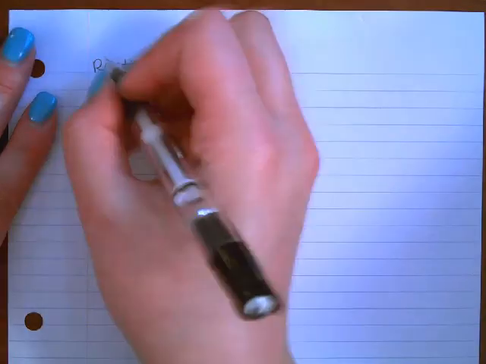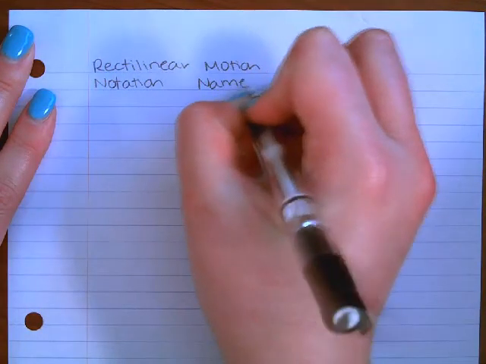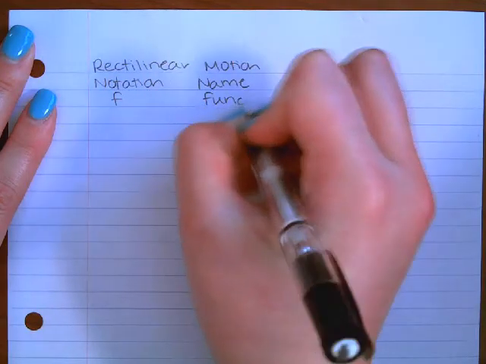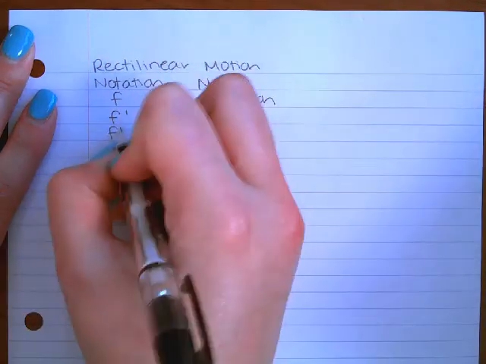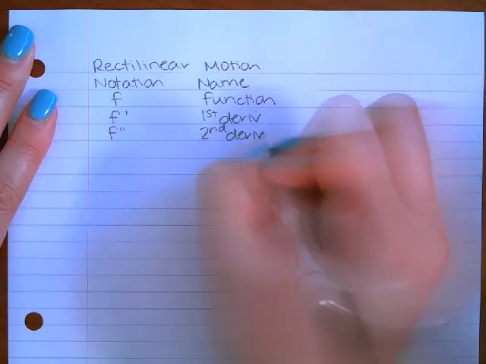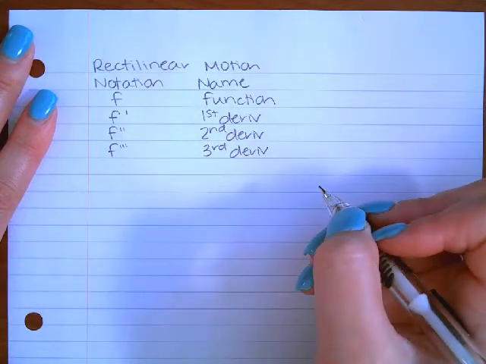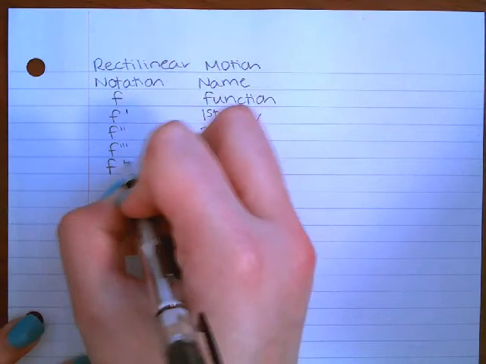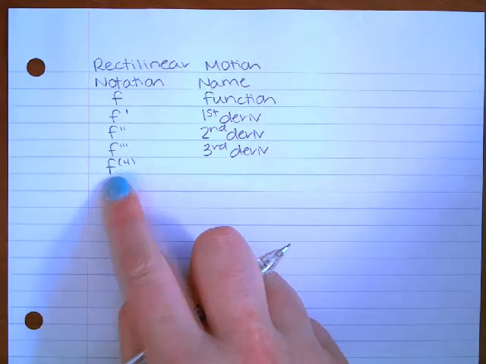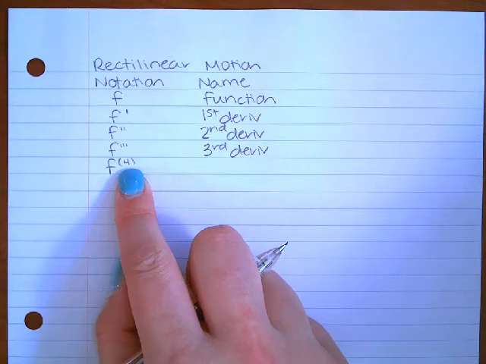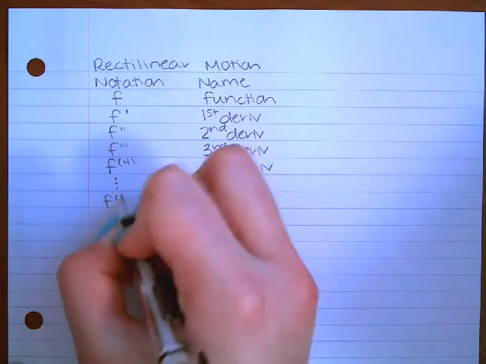So first, just to make sure that we have all this notation down for the different derivatives, we have f is the function, f prime is the first derivative, f double prime is the second derivative, f triple prime is the third derivative, and then after that they stop using the Roman numerals and they write it like this. To differentiate from an exponent, they put parentheses around it. So here's our fourth derivative, and then dot, dot, dot. We can keep going up to the nth derivative.